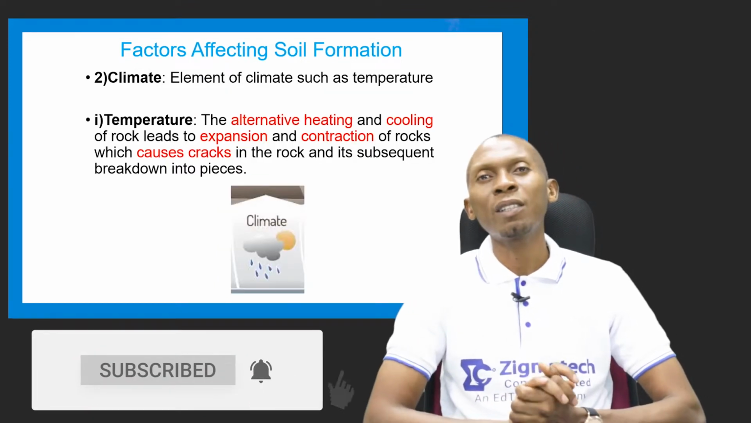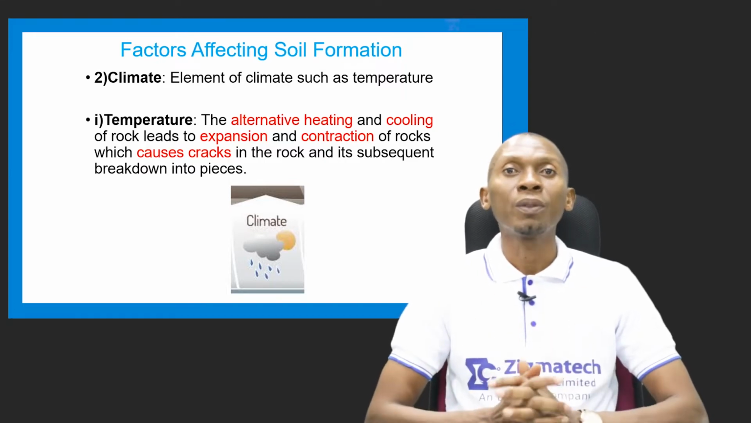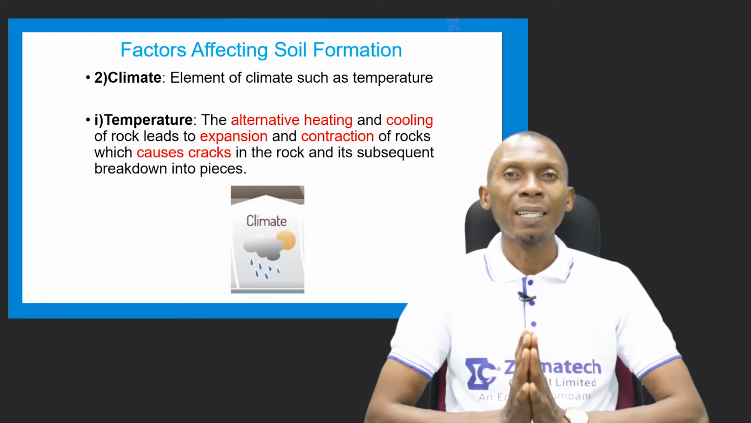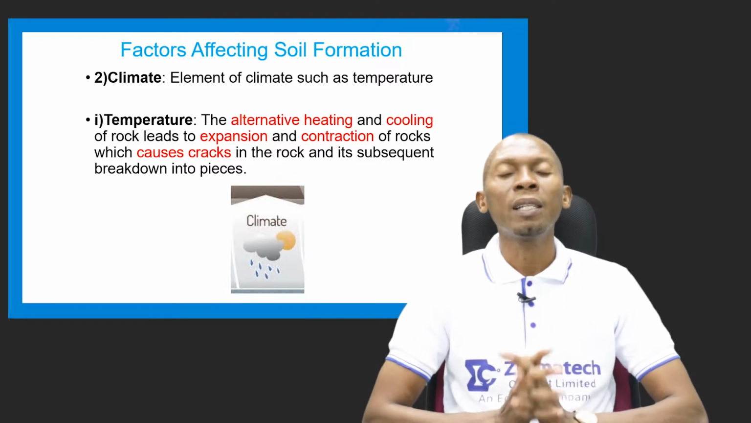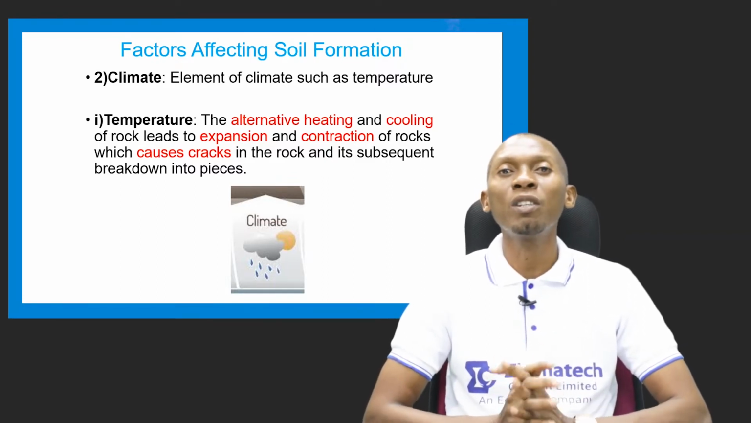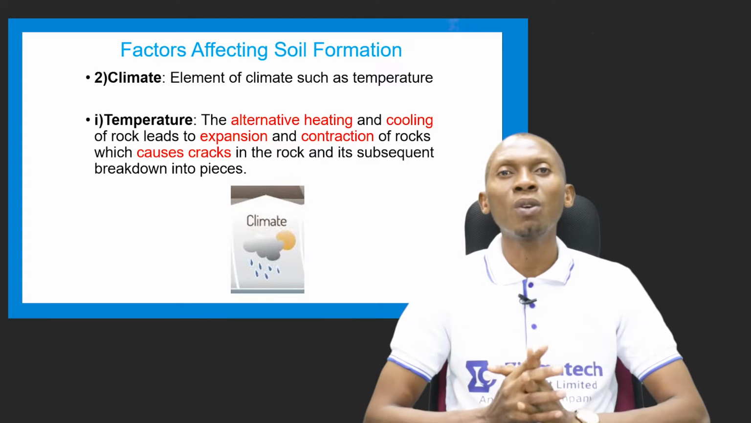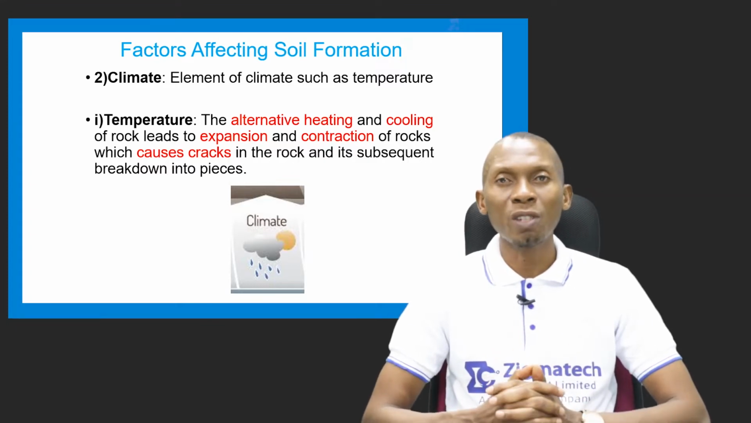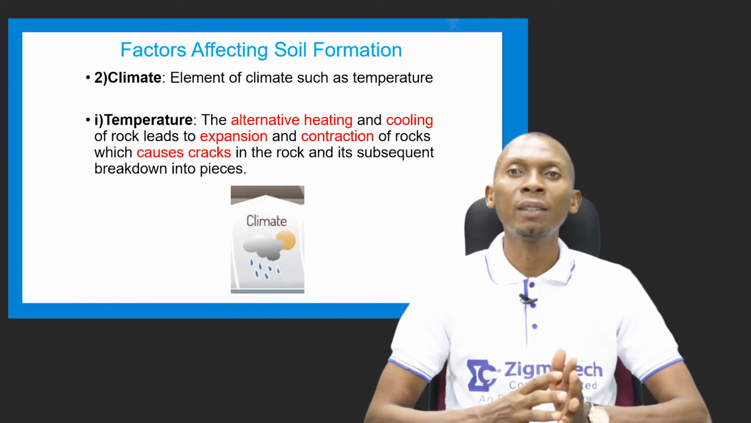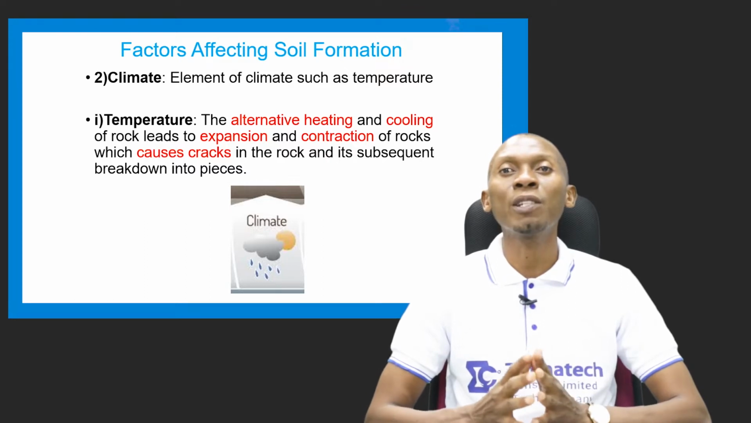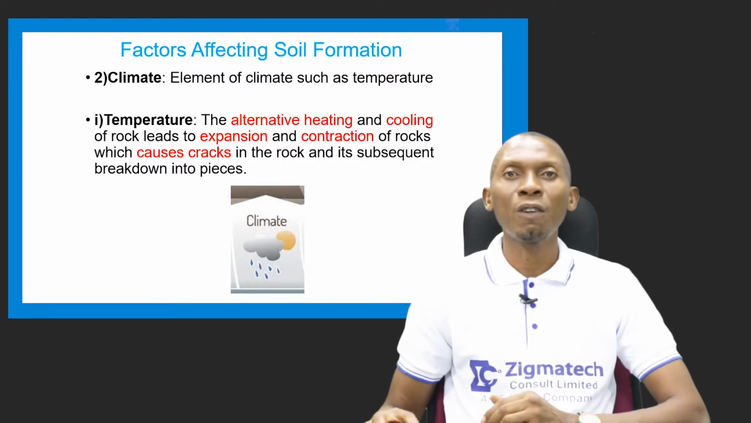We have climate as another factor affecting soil formation. Now, climate includes things like temperature. So we're going to look at temperature as a factor under climate and see how it affects soil formation. Temperature has to do with the alternate heating and cooling of rocks. As a result of this alternate heating and cooling, the rocks begin to expand and contract. So when it heats, it expands. When it cools, it contracts. This alternate heating and cooling causes the rocks to eventually crack. And once they crack, they break down into pieces, which then form soil.